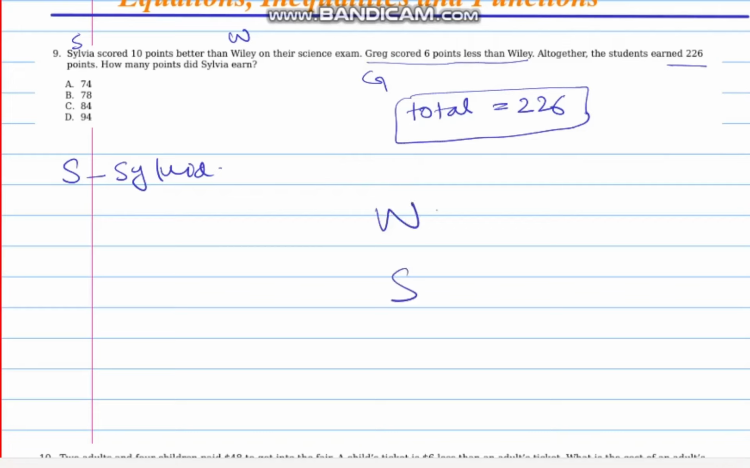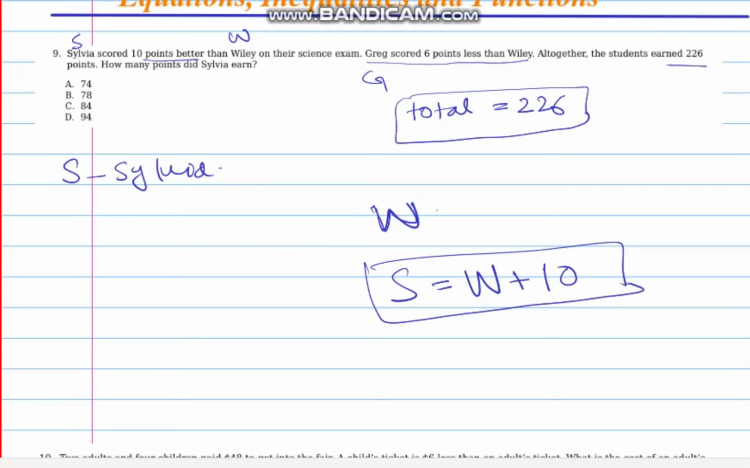Please read the question again. Salvia scored 10 points better than Ville. So Salvia's score will be equal to Ville plus 10, because Salvia scores 10 points better than Ville. Salvia has 10 points greater than Ville.